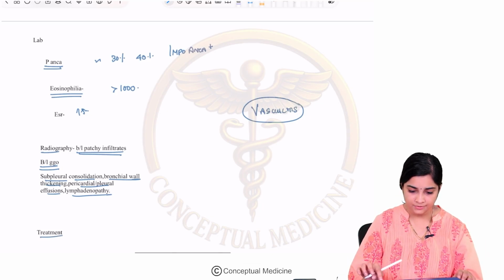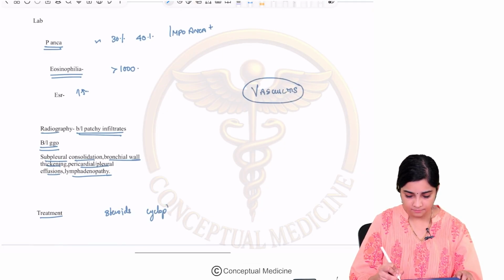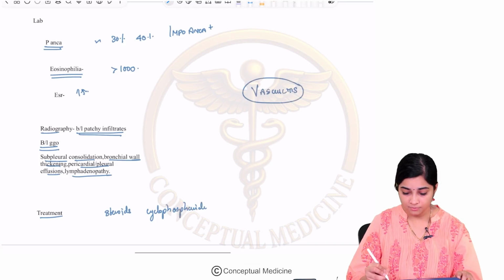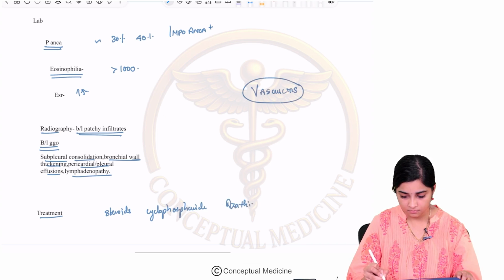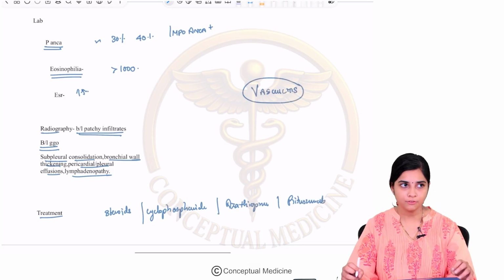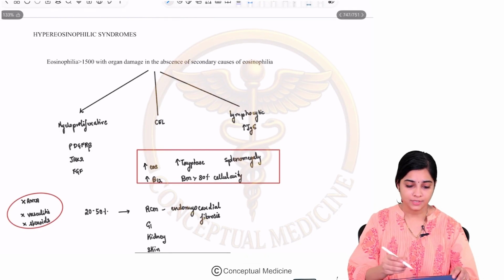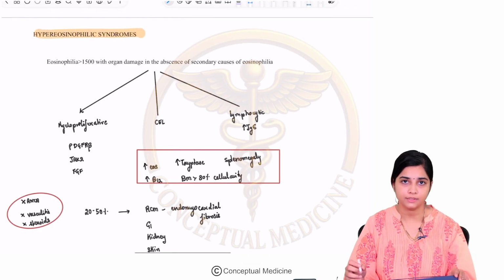So, treatment again involves steroids, cyclophosphamide, other immunomodulatory therapies like azathioprine or rituximab. Okay, so this is about the management of EGPA. Now, the next syndromes that we should be aware of is your hypereosinophilic syndromes.